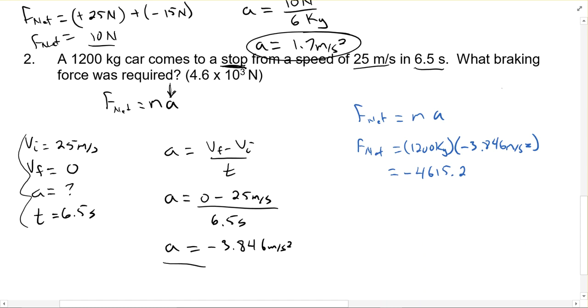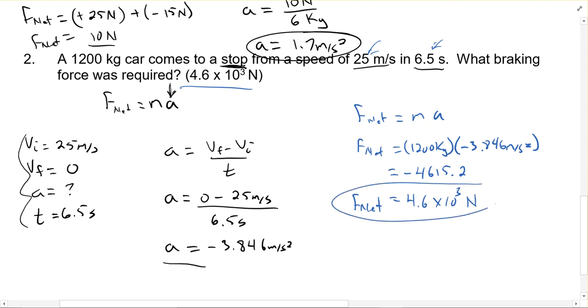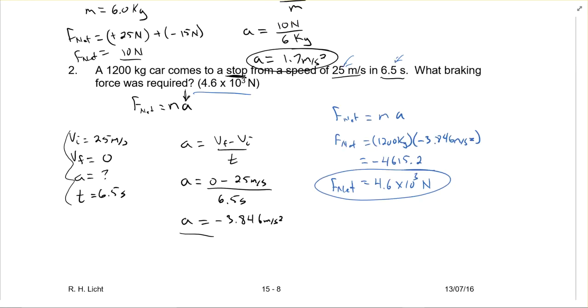So it just says what braking force is required. So really it's talking about magnitude there. So we can kind of just ignore the negative symbol. That's why there's no negative up there. And we do want it in sig digs, right? So I look it through here, and my lowest sig digs are 2, right? Both of these only have 2 sig digs. So I'm going to write this in 2 sig digs. So my final answer is F net is equal to 4.6 times 10 to the 3 newtons. All right, moving on to the next one.